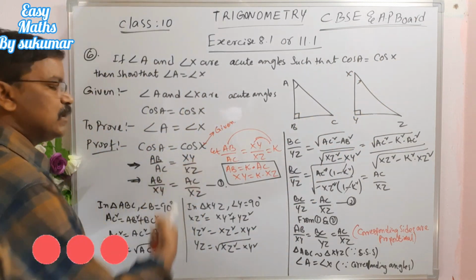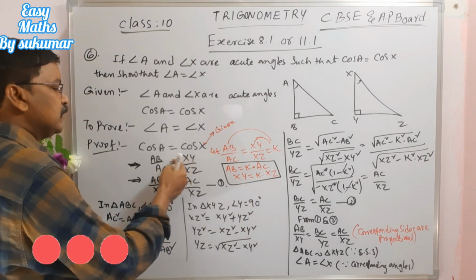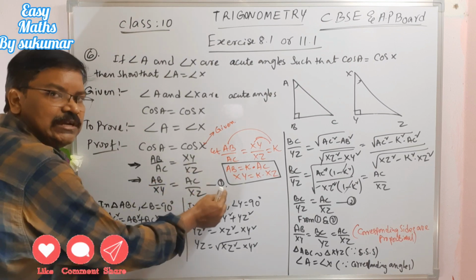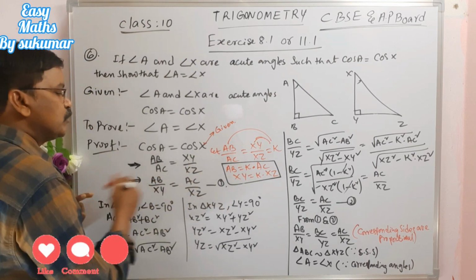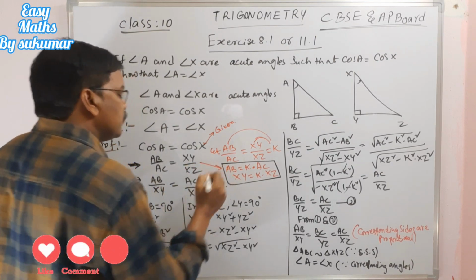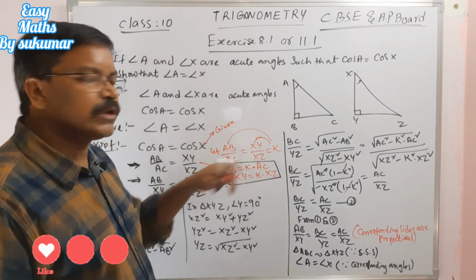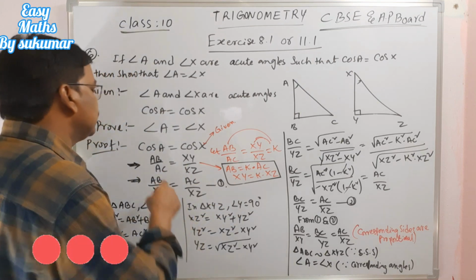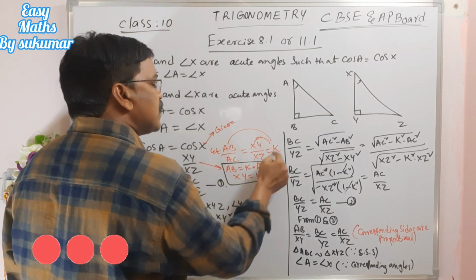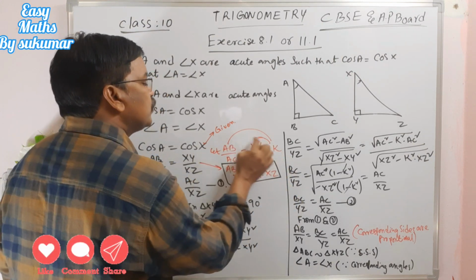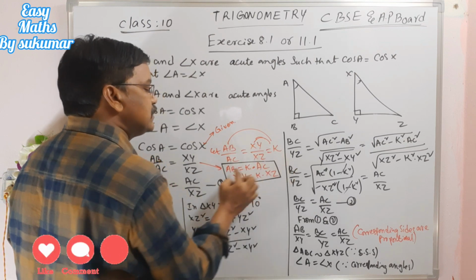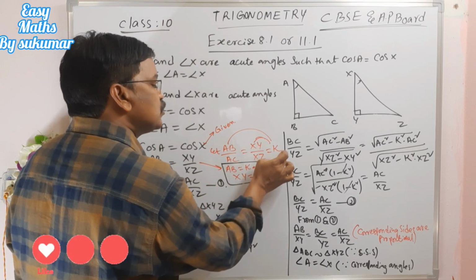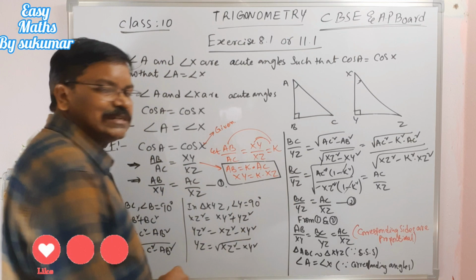So here let us equalize these two. Then if you rewrite these equations as AB by XY is equal to AC by XZ, this is equation number 1. See, my dear students, from this equation we will write like this: AB is equal to K times AC and XY is equal to K times XZ. Why? Here let AB by AC and XY by XZ be equal to K. That means AB by AC is equal to K means AB is equal to K times AC. Similarly, XY by XZ is equal to K means XY is equal to K times XZ.